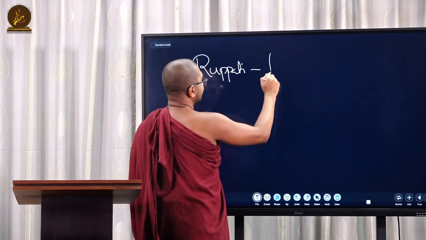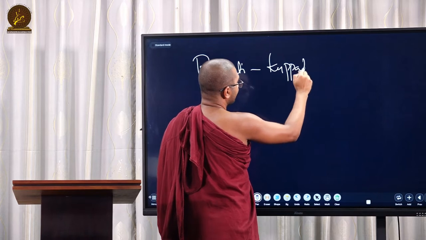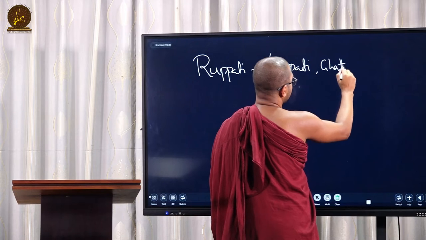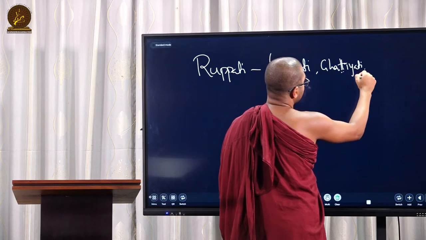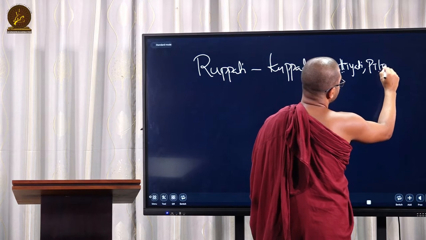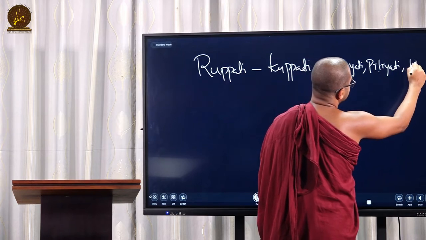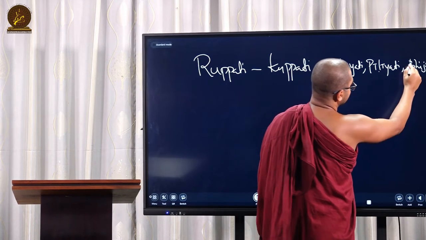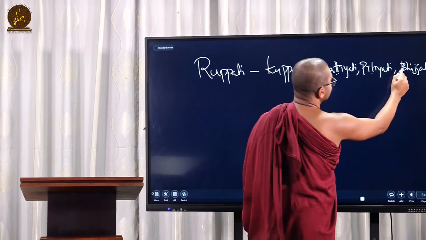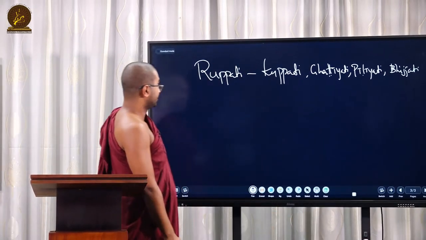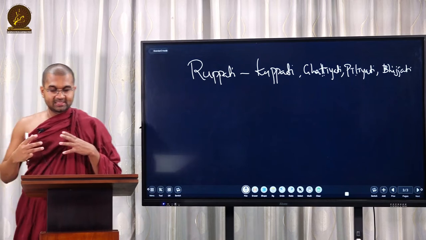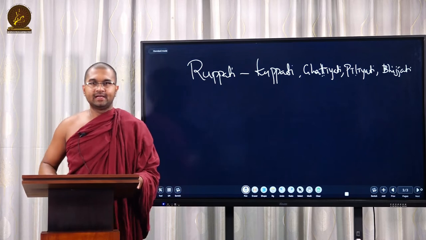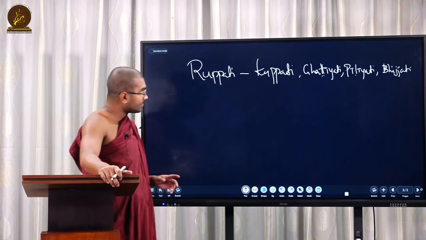Rupati has been explained with these words: Kuppati, Gatthiyati, Piliyati, and Bijjati. These are the four terms that have been used to explain Rupati. So, some scholars have taken this. Even the commentators have emphasized this. How?